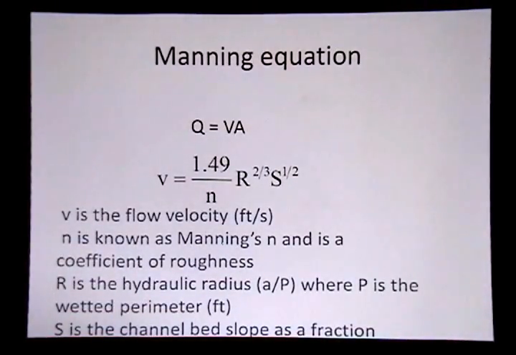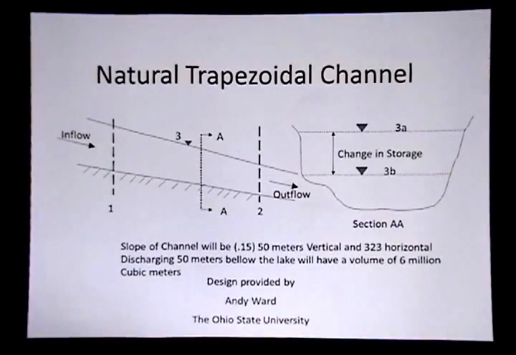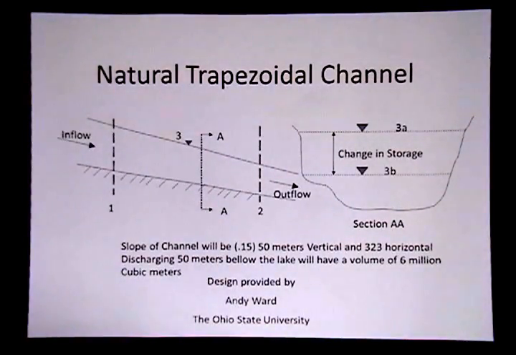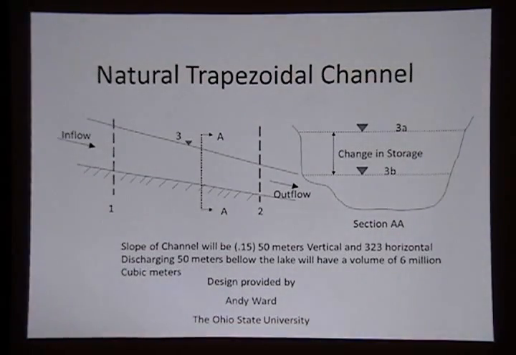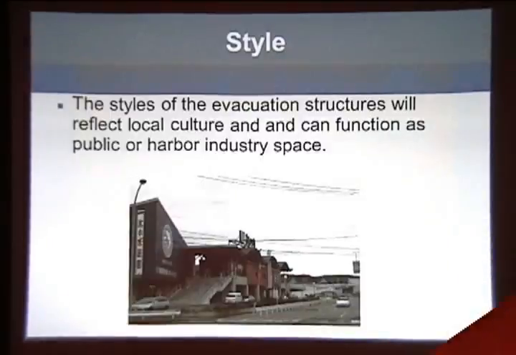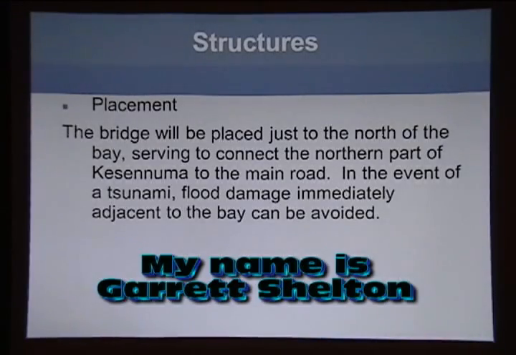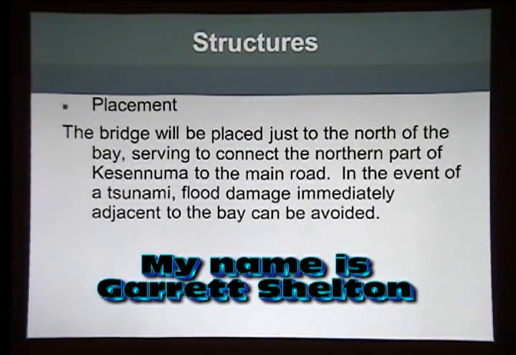This is the Manning equation that we used for calculating the flow rate of the channel. This is a natural trapezoidal channel, and the design for this presentation was borrowed from Andy Ward at the Ohio State University. And the second portion of the structure design is the evacuation structure and the bridge.